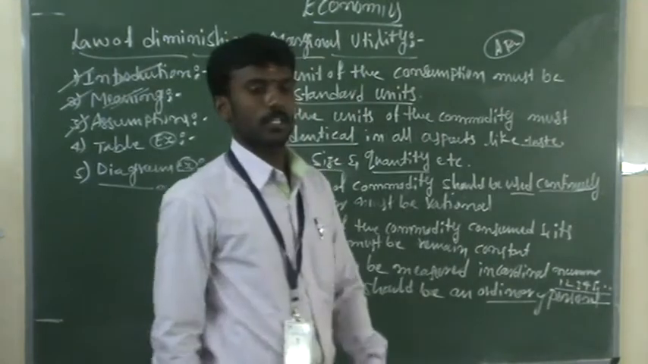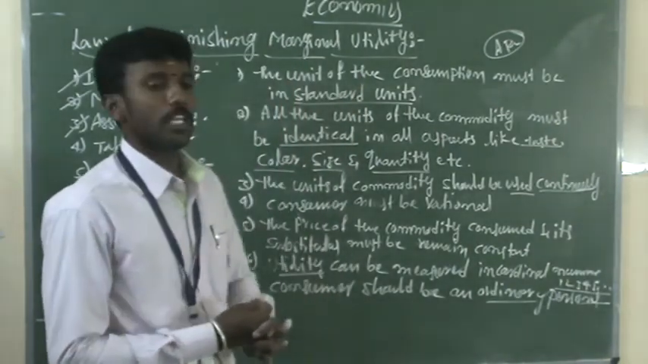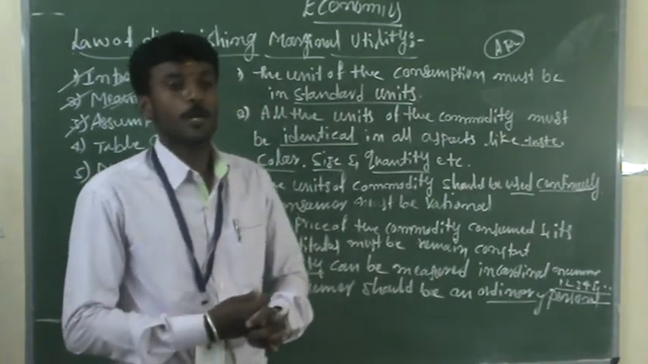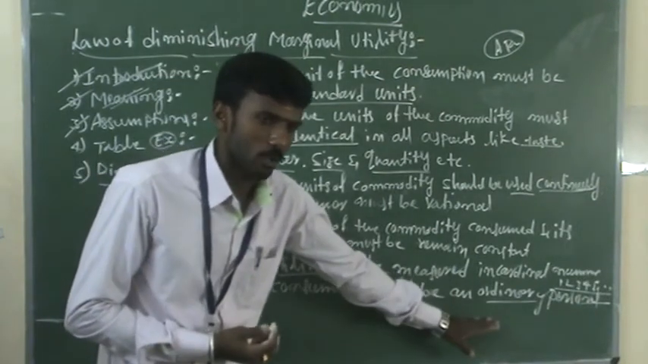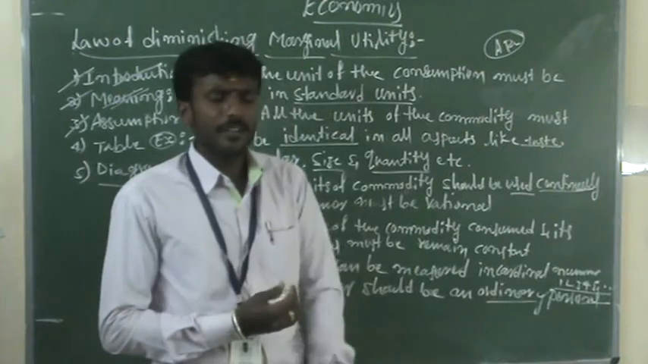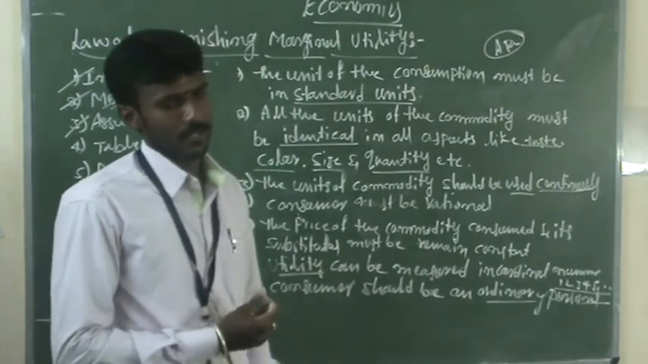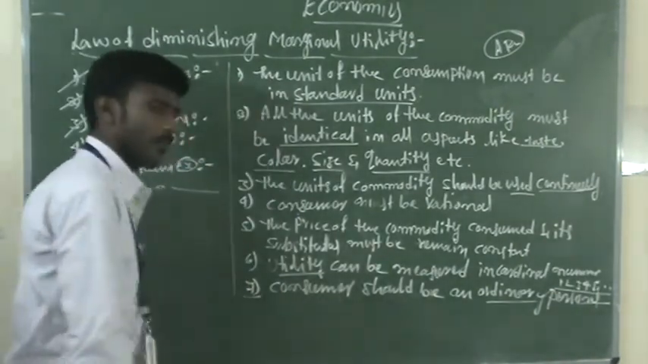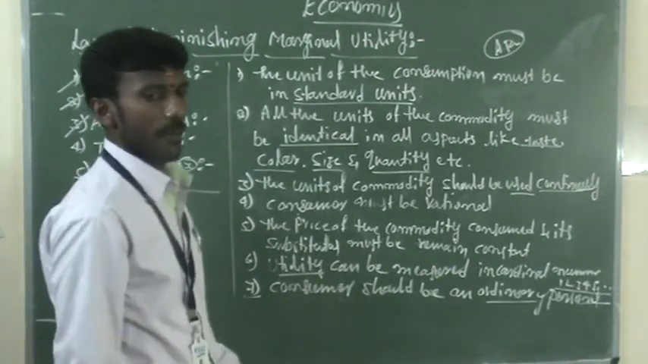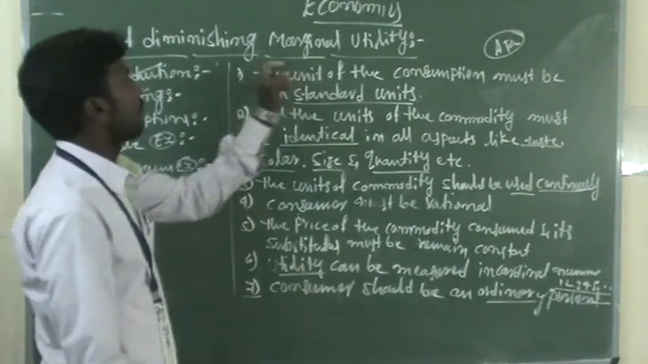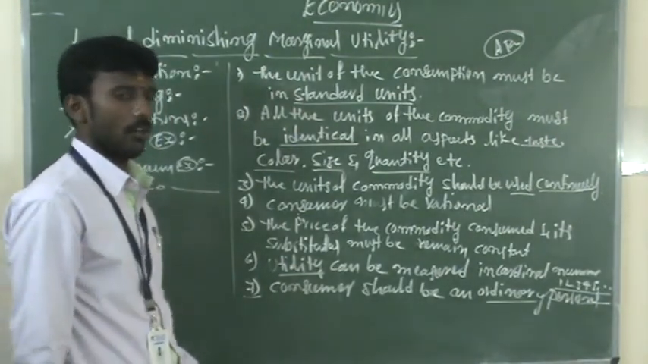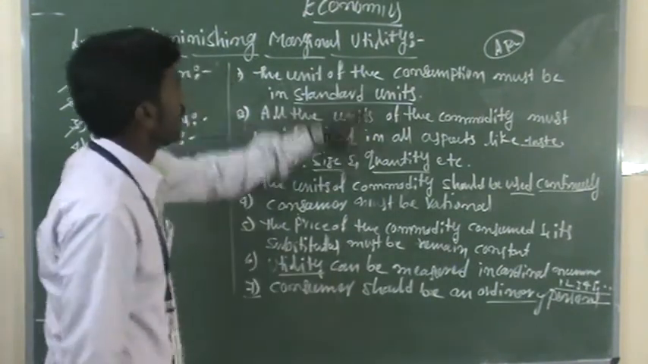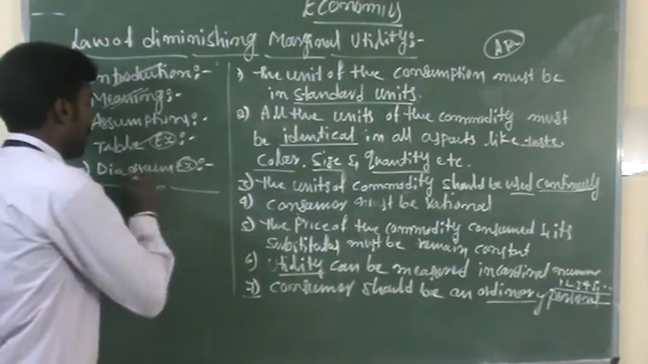person. Here the consumer should be an ordinary person, and this law does not apply to extraordinary people. Extraordinary people means mentally disabled, those we call mentally unwell or intellectually challenged; for such people this law is not applicable. This law is only applicable for ordinary persons, ordinary people, ordinary consumers. See, these are some of the important assumptions of the law of diminishing marginal utility. Already I told that on the basis of these assumptions only we are going to explain this law with the help of the table and the diagram also.